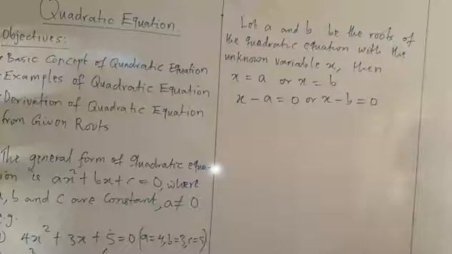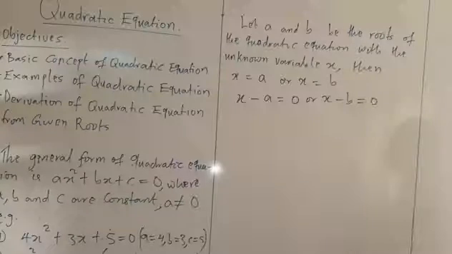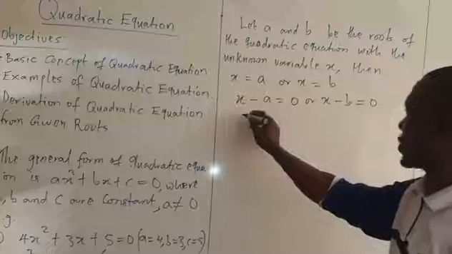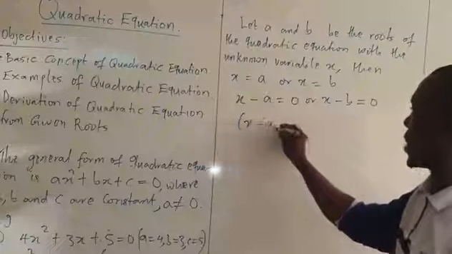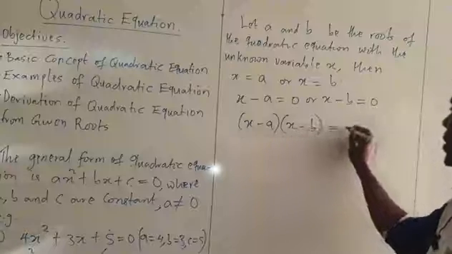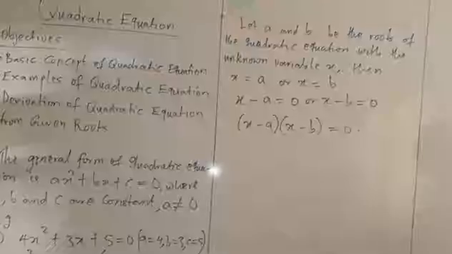So if each of these is equal to 0, their product will definitely be equal to 0. So we now multiply the two expressions. So we have (x minus a) multiplied by (x minus b), which is equal to 0. So the next thing to do is to open the bracket.